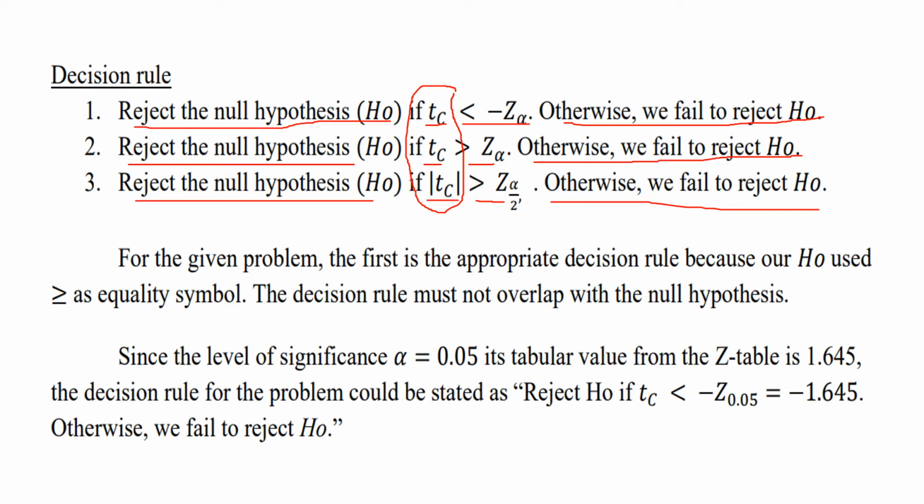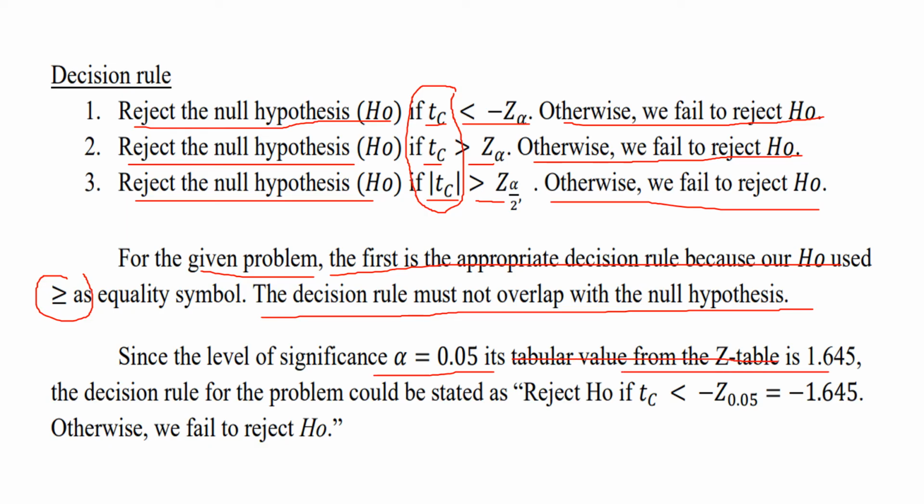So for the given problem, the first is the appropriate decision rule because H0 uses the greater than or equal to symbol as an equality symbol. So the decision rule must not overlap with the null hypothesis. Since the level of significance is 0.05, with the use of your C table, the tabular value or the critical value is equal to 1.645.